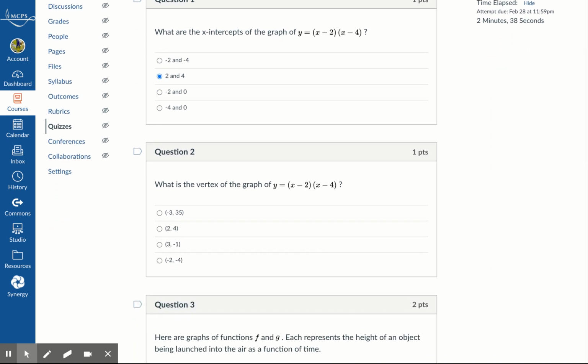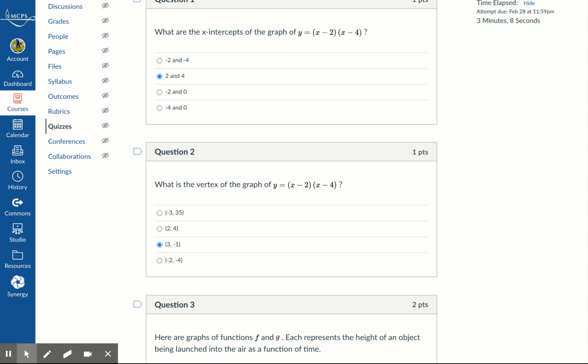For the next question, it says, what is the vertex of the graph of x minus 2 times x minus 4? So remember, we said the x-coordinate of the vertex is just halfway in between the x-intercepts. So if my x-intercepts are 2 and 4, halfway in between there would be 3. So my x value would be 3. So if I look at my options here, there's only one that has 3 as the x value.